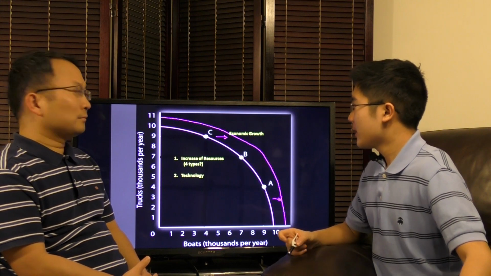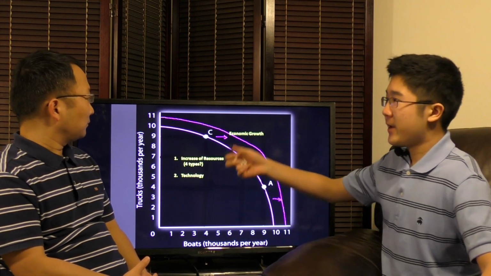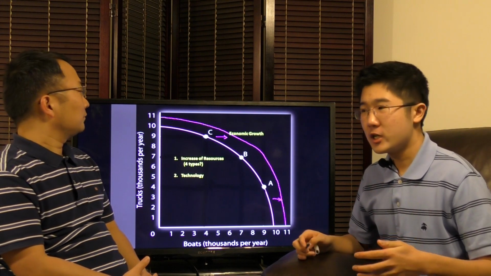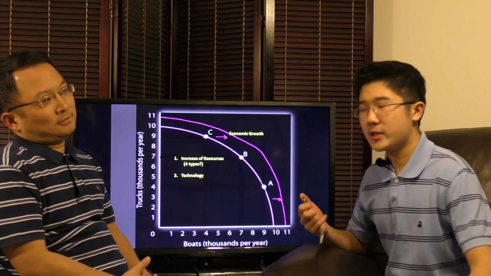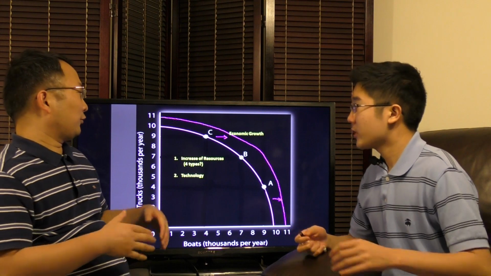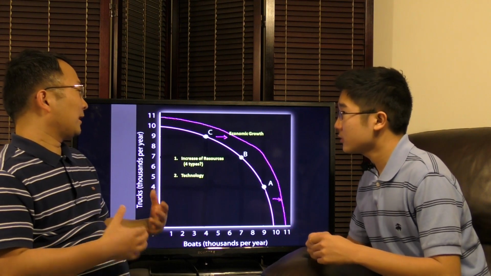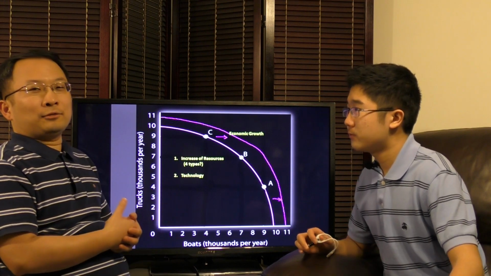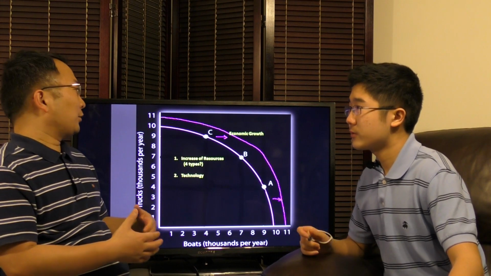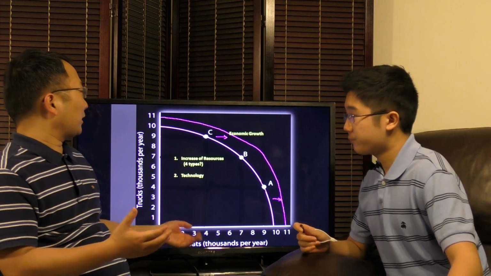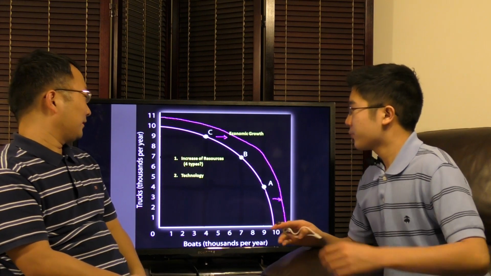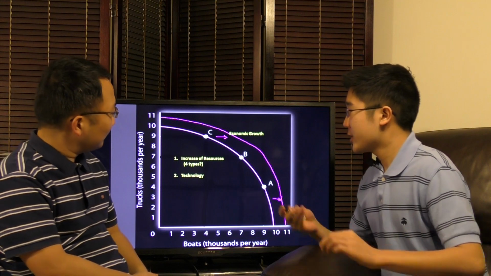Now, why would the PPC expand outward towards economic growth? Well, first of all, there's an increase in technology. Better technology, of course, increases productivity. For example, you have better technology under the same human resource, right? You have better computers and better measurement tools, so that under the same restriction, you can produce more trucks, or more boats. And the second reason is because we have an increase in resources.